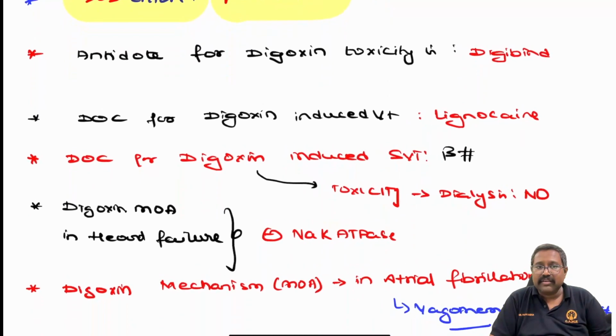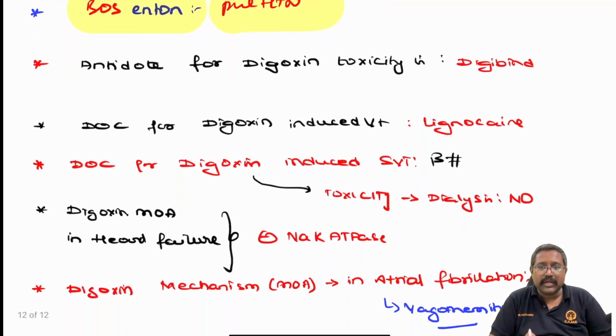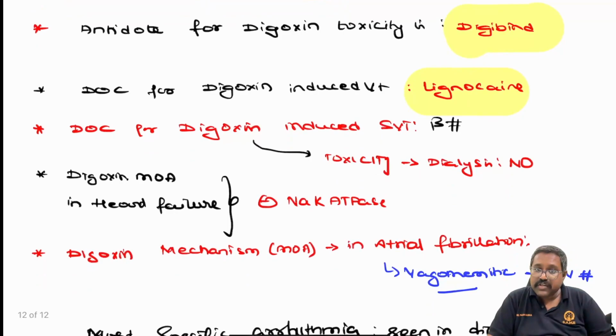So next, which is the antidote for digoxin? Digoxin is the only oral drug that is available for the treatment of CHF. So we have Digibind, which is an antibody to the digoxin. Which is the drug of choice for digoxin induced ventricular tachycardia? It is your lignocaine. So drug of choice for digoxin induced supraventricular tachycardia, it is your beta blocker.